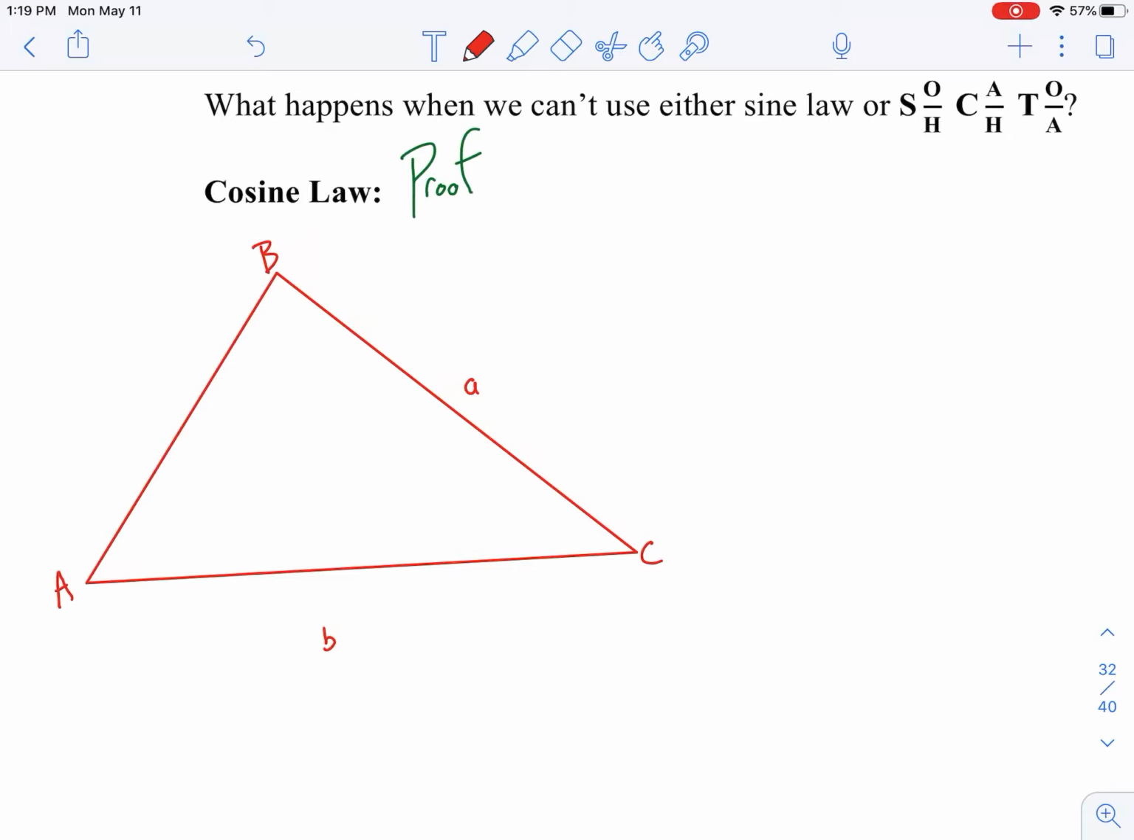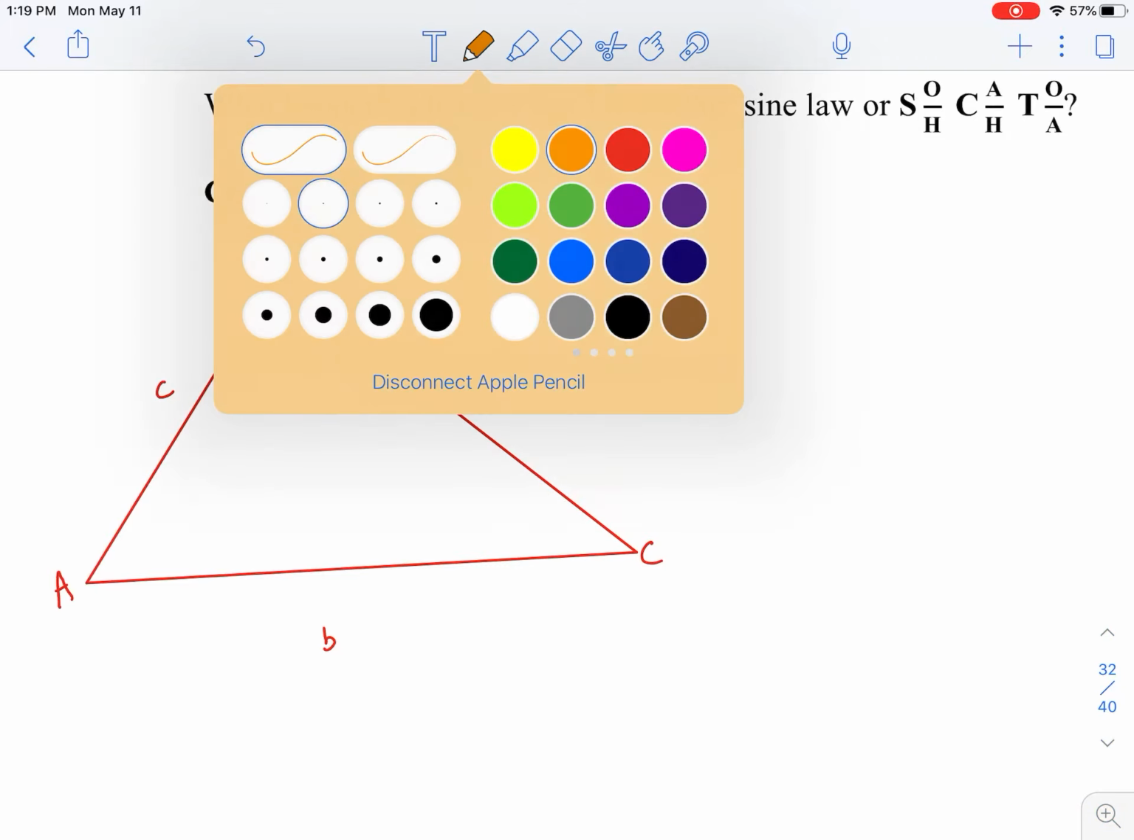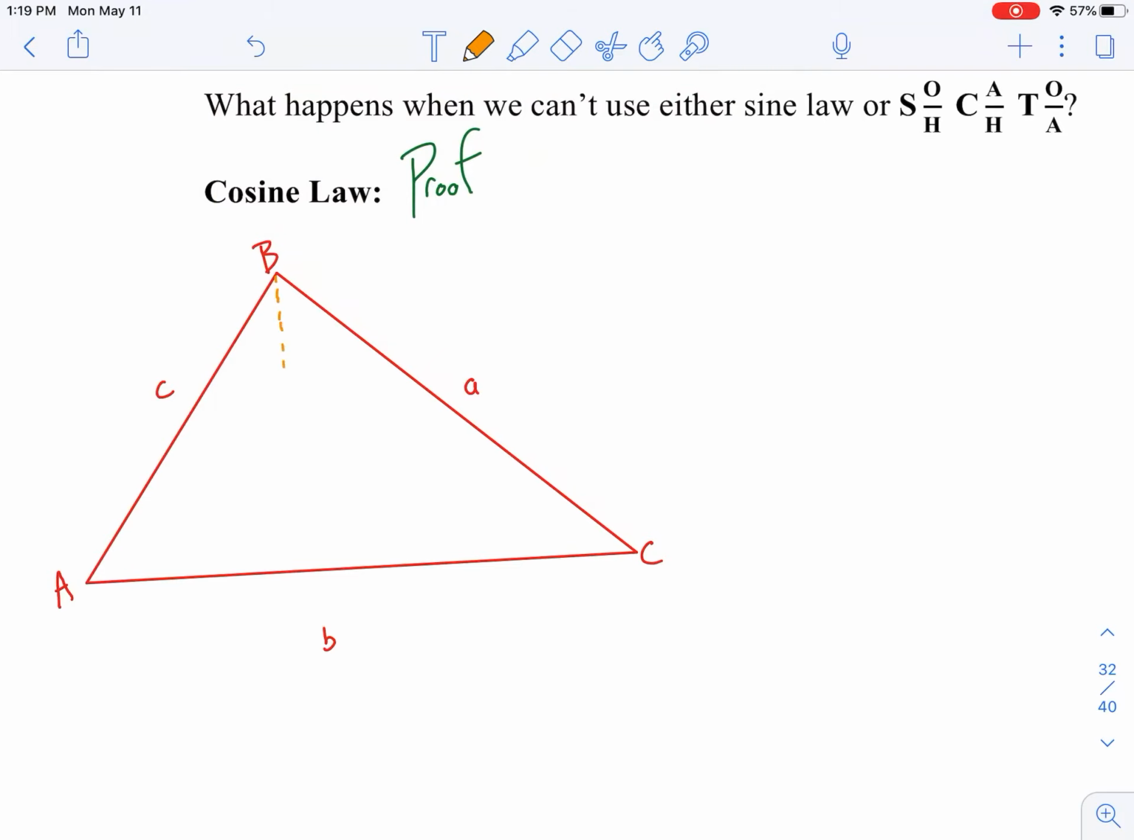Let's label our vertices A, B, and C, angles A, B, and C. Then opposite to angle A, we have side a. Opposite to angle B, we have side b. And opposite to angle C, we have side c. I'm going to do a little drop down here, similar to what we did in our last proof. I'm going to draw a height of this triangle. We know the height meets the base at 90 degrees, so that's a 90-degree angle. So we're creating a little right angle triangle that we can use SOHCAHTOA in our proof of this large triangle.